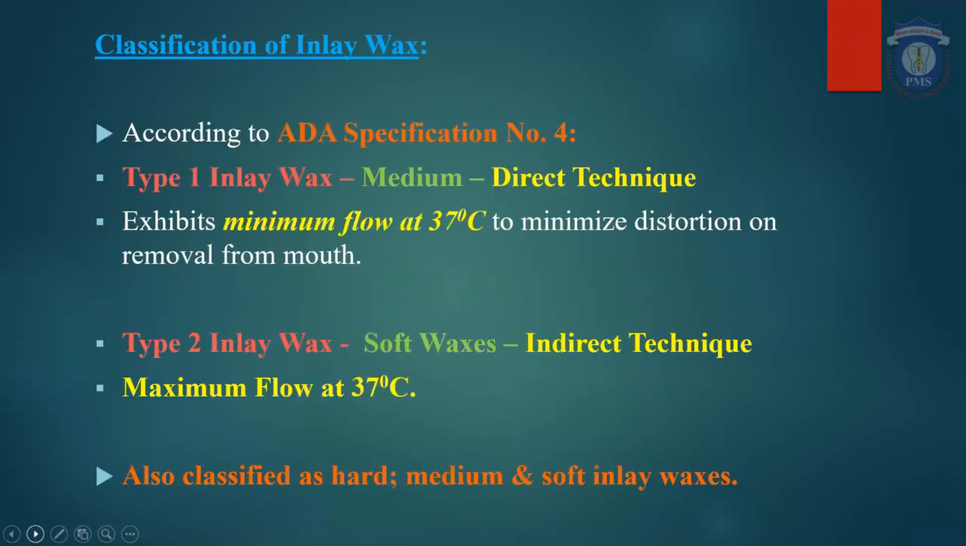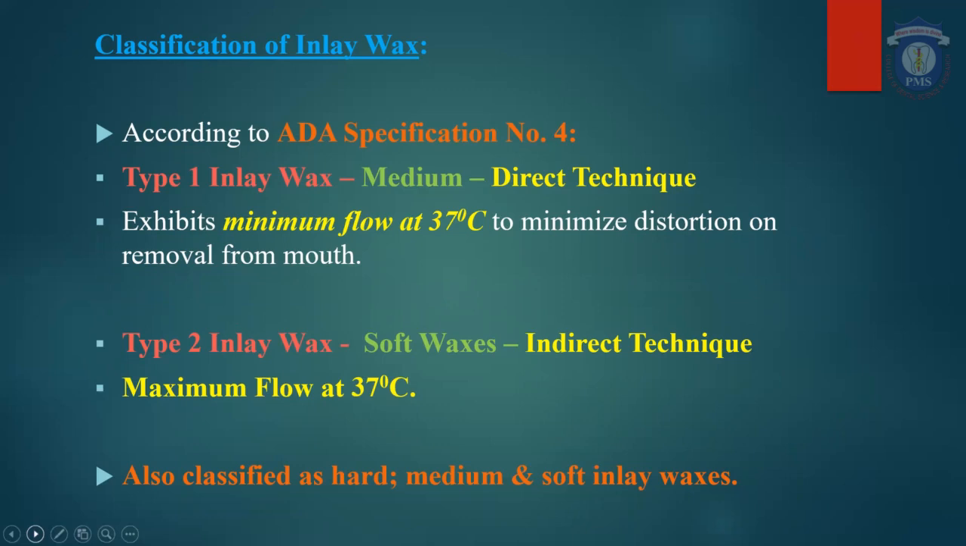Now this is very important, that is the classification of inlay wax. Inlay wax used for dental applications is given ADA specification number 4. We mainly have two types of inlay waxes, type 1 and type 2. Type 1 inlay wax is medium inlay wax used for direct technique. Medium inlay wax means the melting range will be higher and the flow will be lower at the temperature of the mouth.